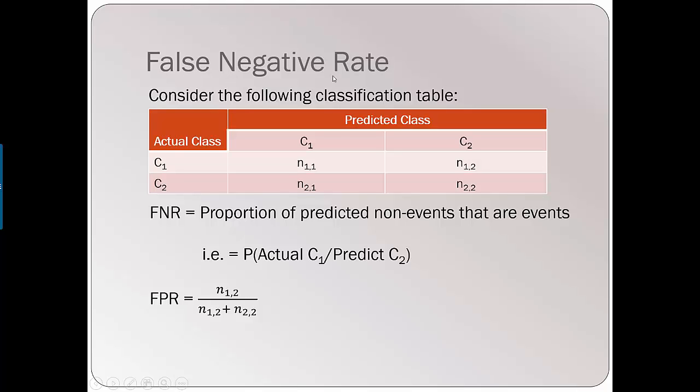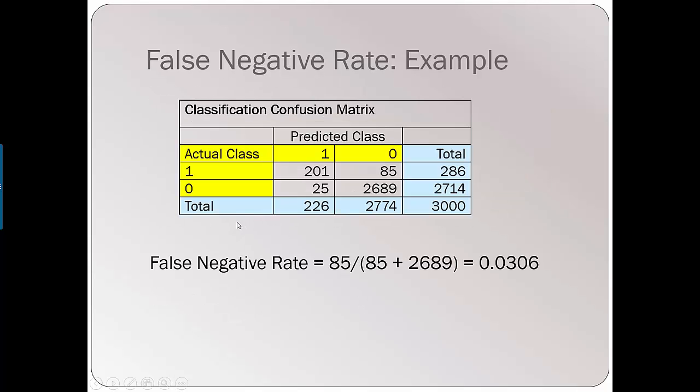Now false negative rate is: of all the non-events that you have predicted, that is, all predicted C sub 2, among them how many are actually events? So n1 comma 2 divided by that sum. That's the false negative rate, FNR. So here, of all the predicted non-events, how many are events? 85 divided by 2774 gives you the false negative rate.